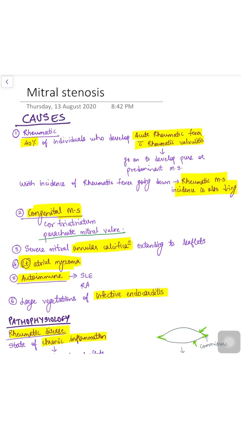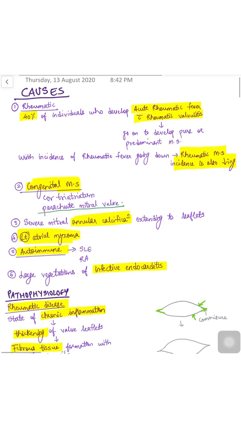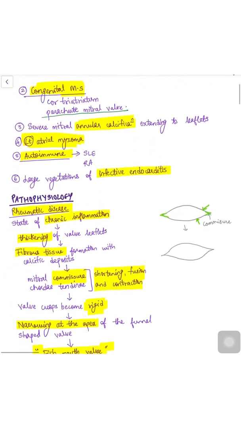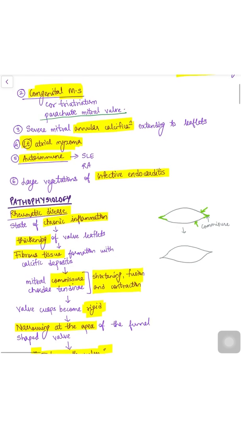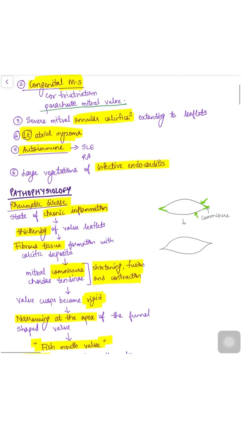So what is the pathophysiology? What exactly happens to the valve? In a rheumatic disease, the valve is inflamed. The valve undergoes inflammation. Inflammation is going to lead to thickening of the valve. The thickening is going to lead to deposition of fibrous tissue. The fibrous tissue can lead to deposition of calcium. It can get calcified.